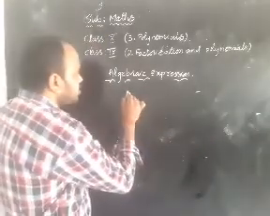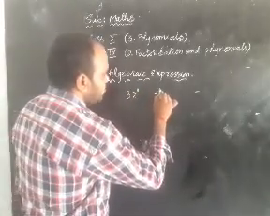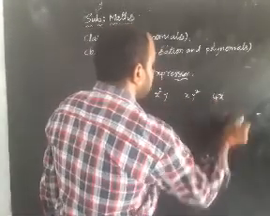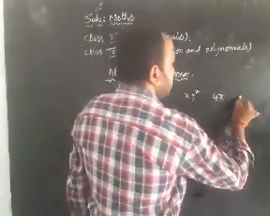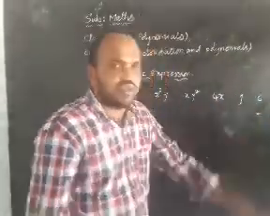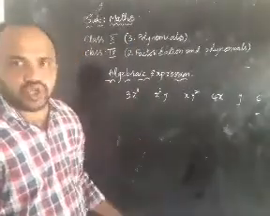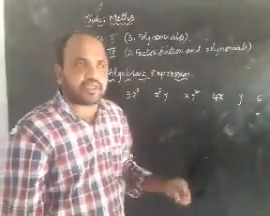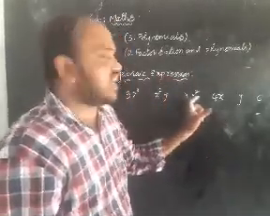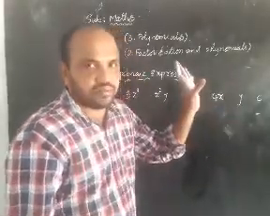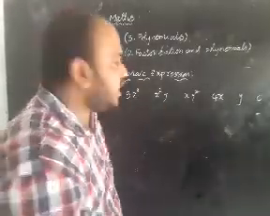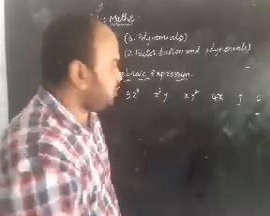See here, 3x cube, x square y, xy square, 4x, y and 6. These all are the terms actually. So here we can see more than 2 terms. According to the algebraic expression definition, 2 or more terms combined with the signs plus or minus. 2 or more terms which are joined with the plus or minus symbol.